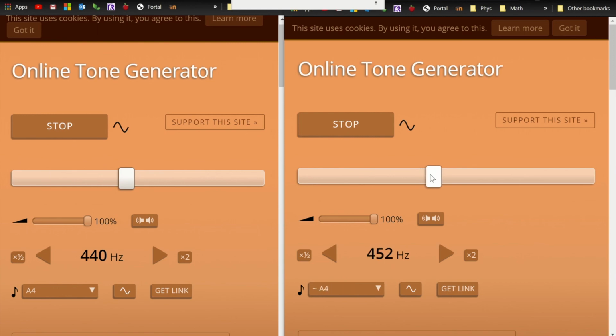Now I can actually increase it. So, you hear that beat?